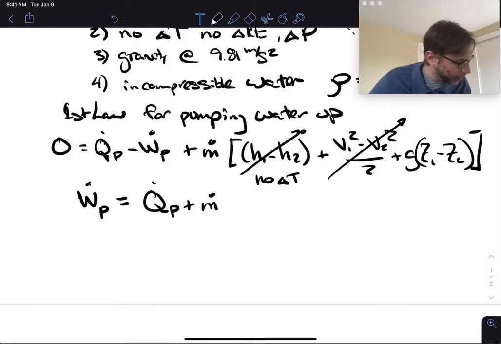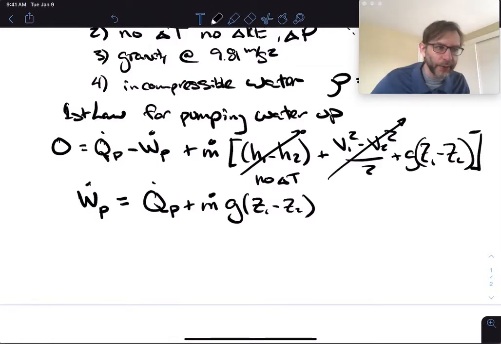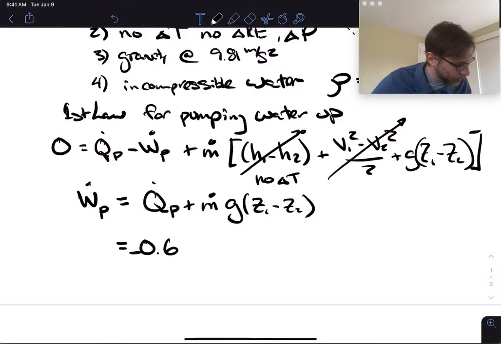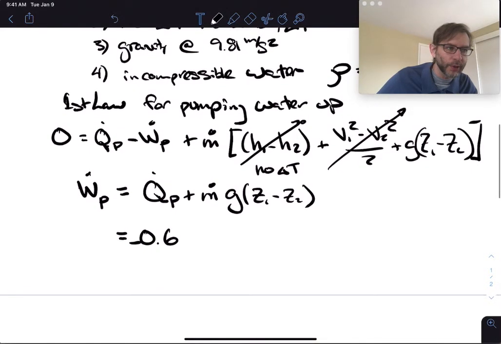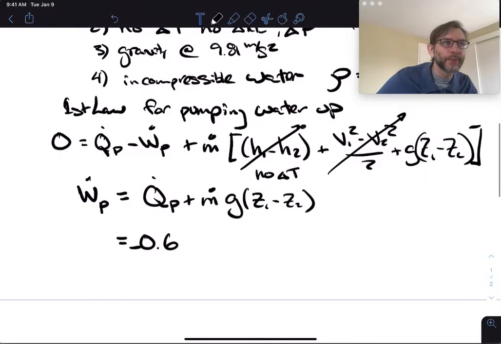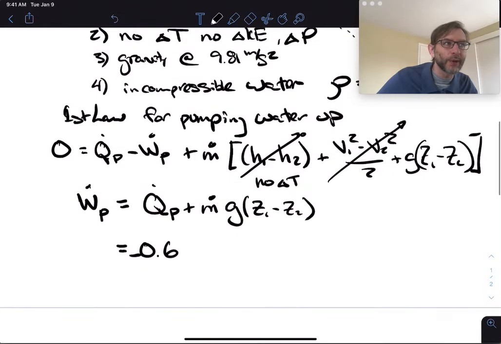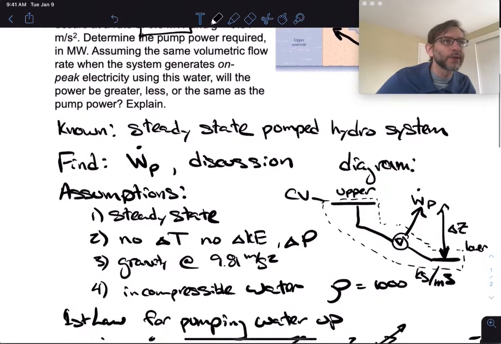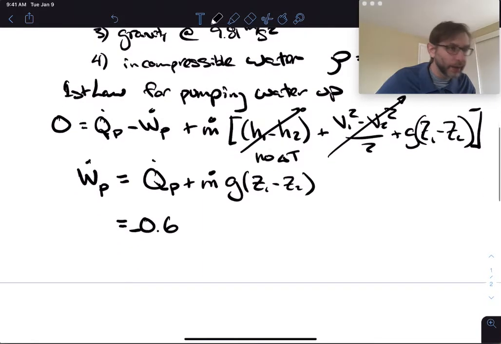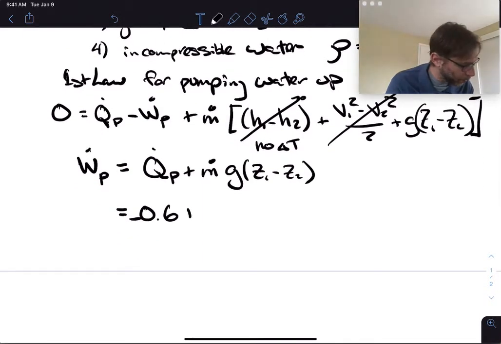plus M dot g (Z1 minus Z2). Okay, so then we have everything, right? So we have 0.6 megawatts. Now this is heat loss, so 0.6 megawatts is what we're losing, right? Oh no, it's 0.5 megawatts according to the problem. So let's go back here. No, 0.6 megawatts to the surroundings. Yeah, so 0.6 plus.